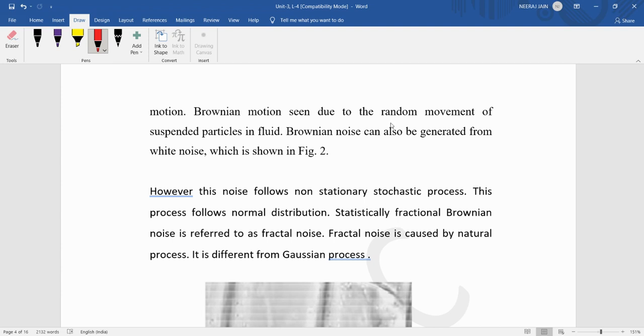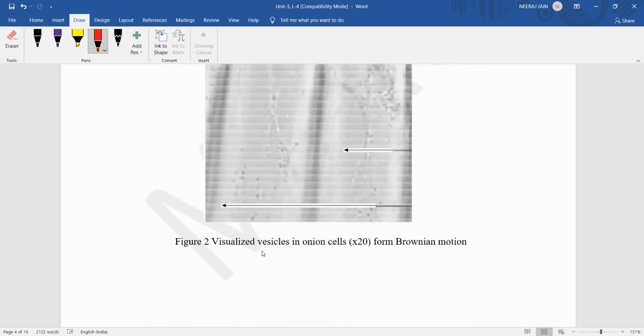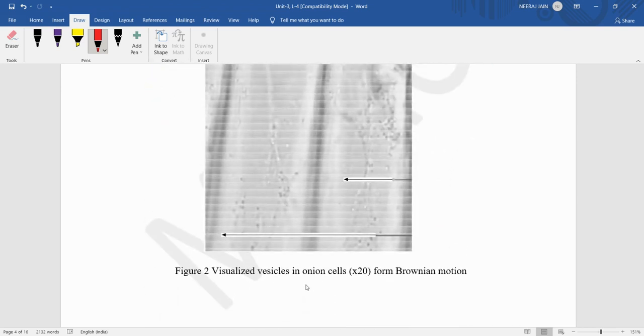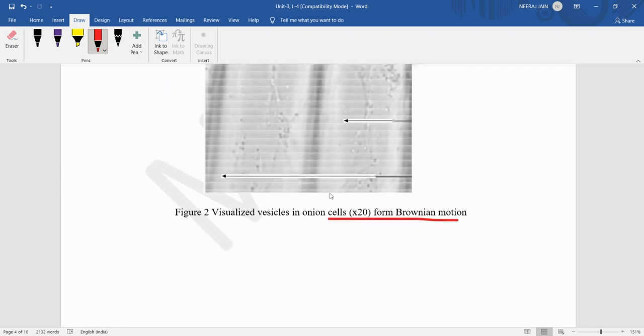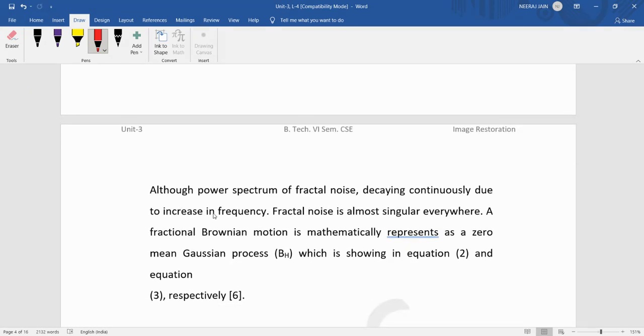Brownian motion is seen due to the random movement of suspended particles in a fluid, and fractal noise is caused by natural processes. It is different from the Gaussian process, visualized in onion cells from Brownian motion. The noise that is generated due to natural phenomena, we can observe here. The power spectrum of the fractal noise decays continuously with an increase in frequency.